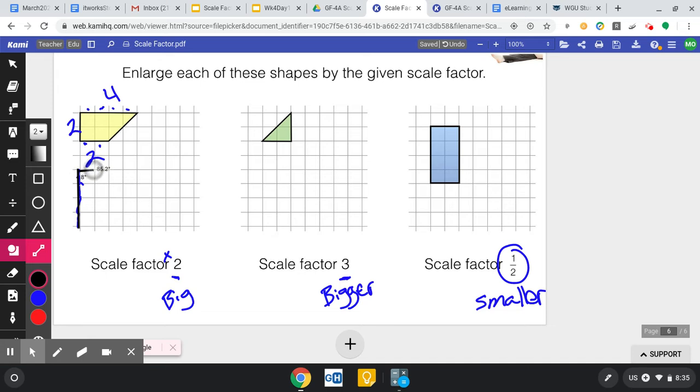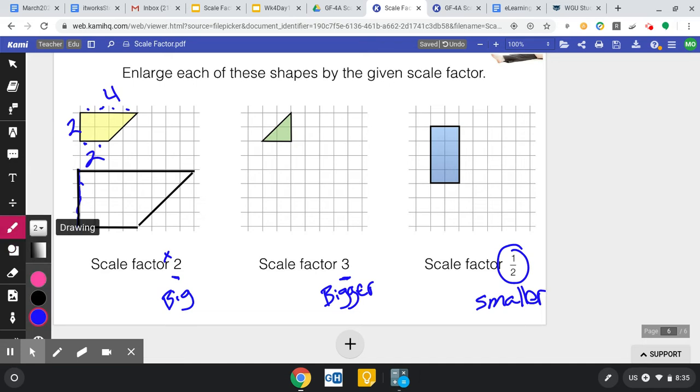I'm going to go 8. 1, 2, 3, 4, 5, 6, 7, 8. Perfect. This one's going to be 4. And then connect my dots. And there's my new shape. This is now 2 times bigger than the other one.